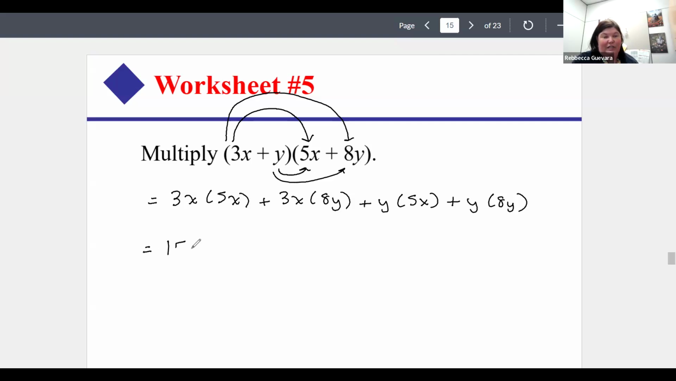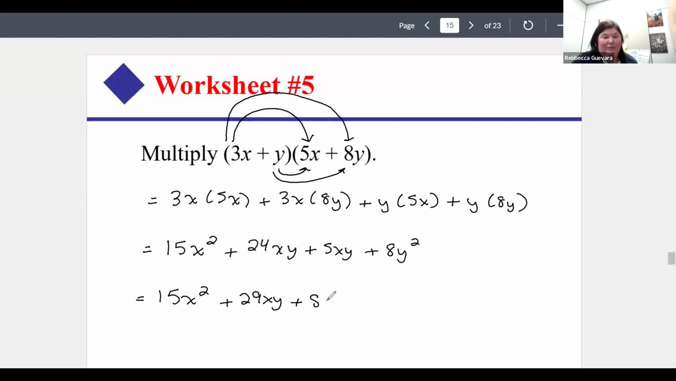So I get 15x squared plus 24xy, my brain shut down for a second, plus 5xy plus 8y squared. So if that's simplified, that is 15x squared plus 29xy. Those are like terms, plus 8y squared.